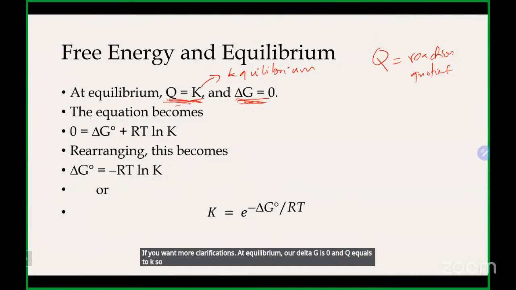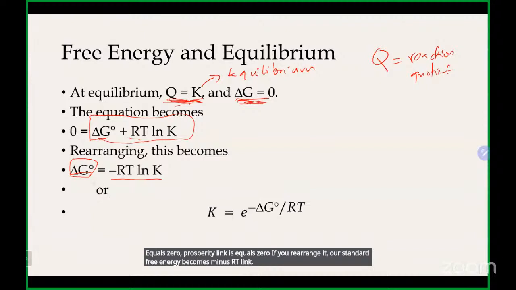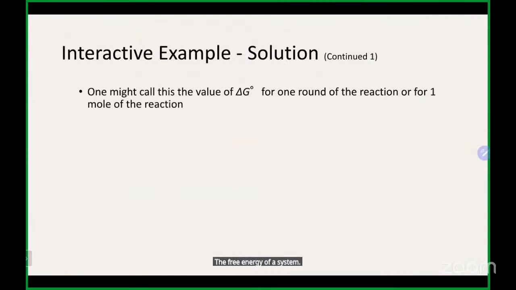At equilibrium, our delta G is 0 and Q equals K. So delta G equals delta G standard plus RT ln K equals 0. If you rearrange it, our standard free energy becomes minus RT ln K. So this is another way to calculate free energy, and in another way, a way to calculate equilibrium constants. So we can relate the extent of a reaction to the free energy of a system.